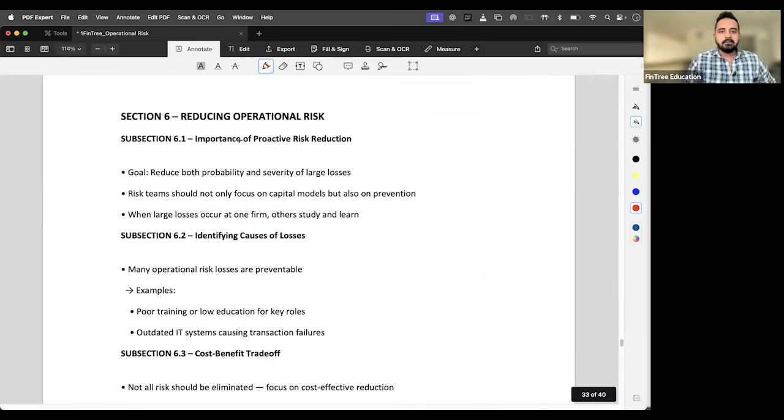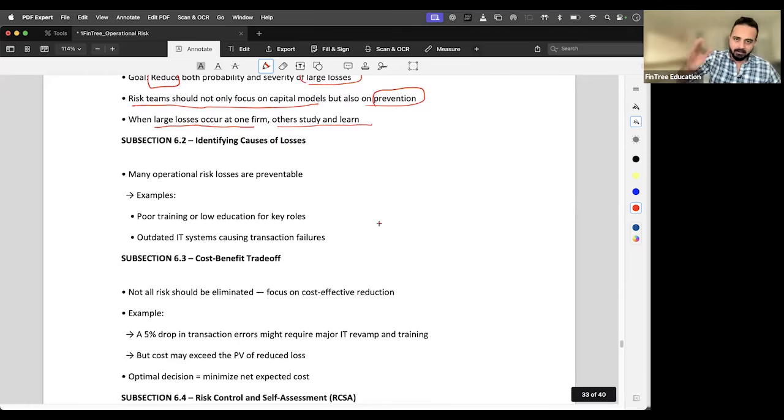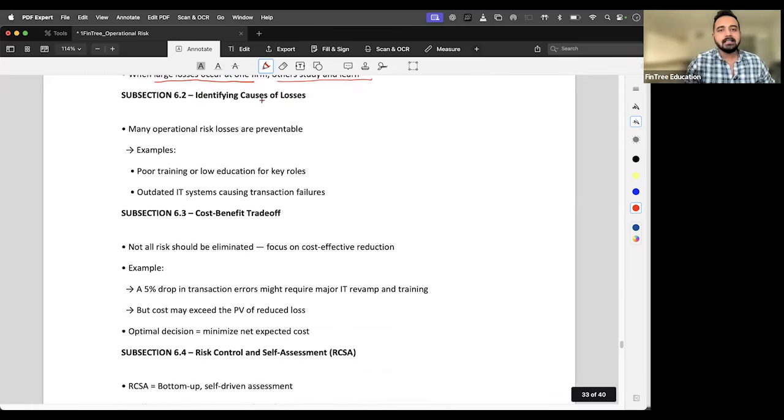Okay, first, why is it important to have proactive risk reduction? Because you want to reduce the probability and severity of large losses. Risk team should not only focus on capital models but also on prevention. When large losses occur at a firm, other firms tend to study and learn. If something happens at JP Morgan, Barclays will try to understand what happened. Identify why it happened. Most of the operational losses are preventable if you do better training of your employees. If you have better IT system, you can avoid those losses.